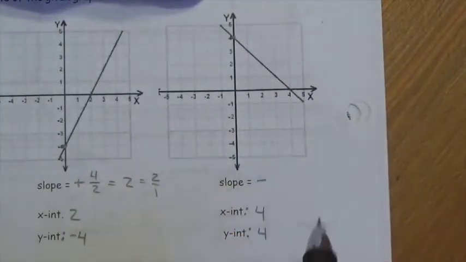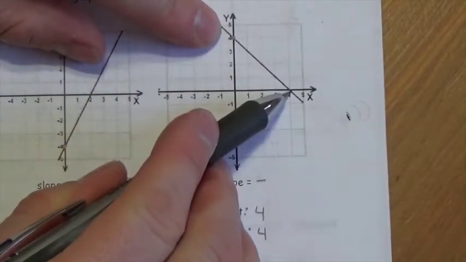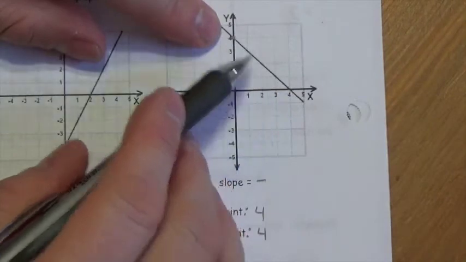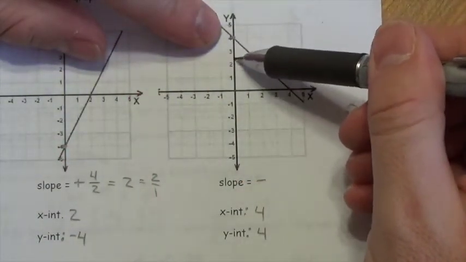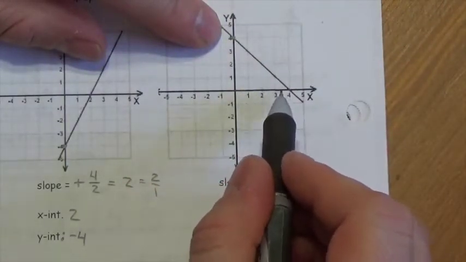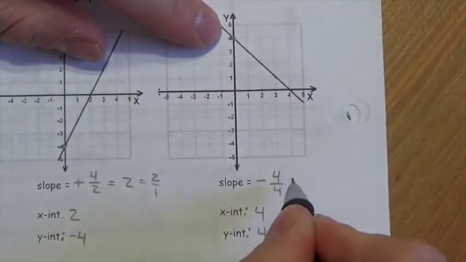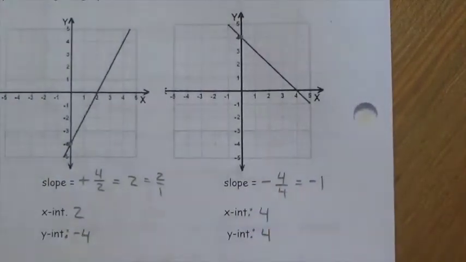Now, in this case, I know my slope is going to be negative, and then going from this point to this point, and it doesn't matter which points I choose, but those are easy to choose. I'll count it out. Negative 1, 2, 3, 4. Positive run of 1, 2, 3, 4. So this is going to be negative 4 over 4, which is just negative 1. There you go.